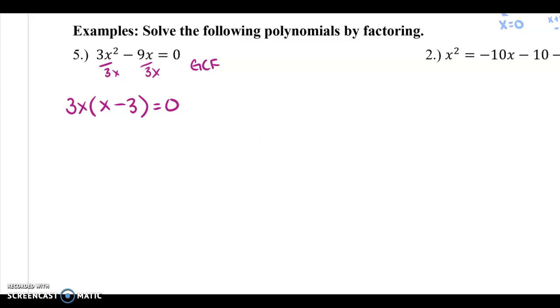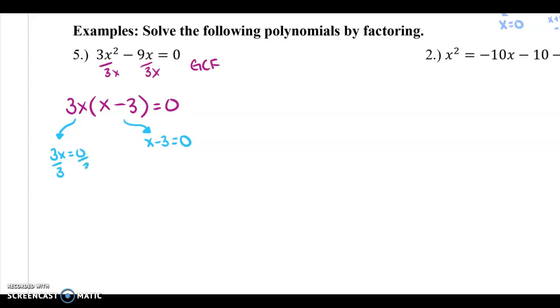This is a binomial, so you might be thinking difference of two squares, but you don't have an x squared here. So since you don't have an x squared here, you can't factor that further. So I'm going to set these equal to 0. 3x is equal to 0. X minus 3 is equal to 0 to find my answers.